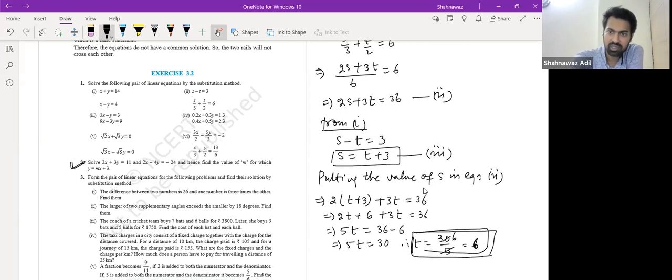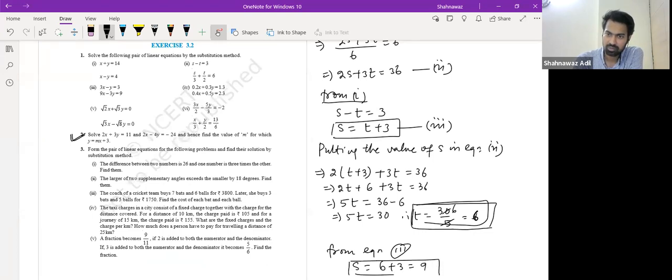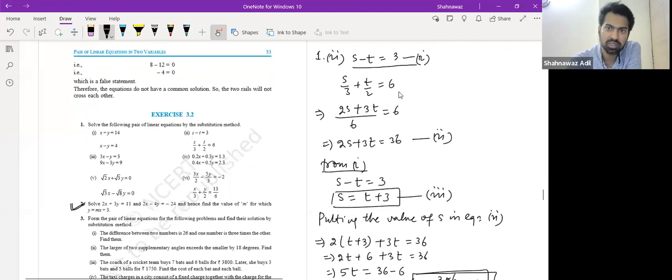So now we can find the value of S. From the third equation, S would be T plus 3, right? So this is 9. Okay, guys, please note it down. And then in here, I will talk about this elimination.